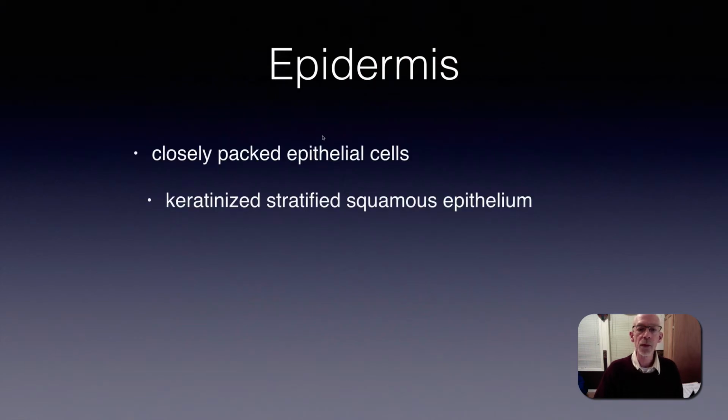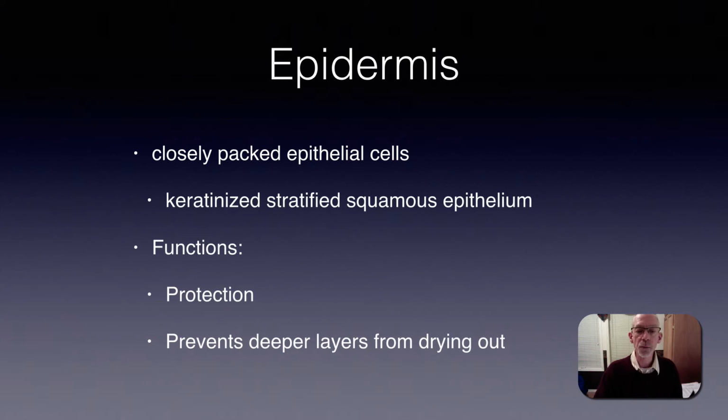The epidermis consists of closely packed epithelial cells. More specifically, the epidermis consists of keratinized, stratified squamous epithelium. You may remember from the chapter on the tissues that the word squamous refers to cells that are flattened. Stratified refers to epithelial tissue that consists of many layers.